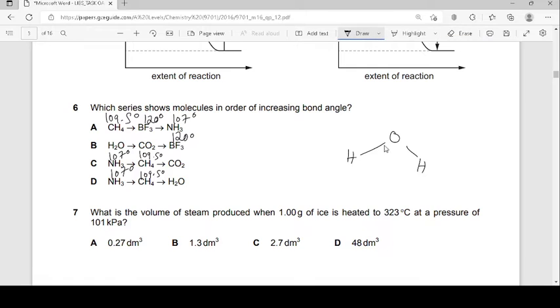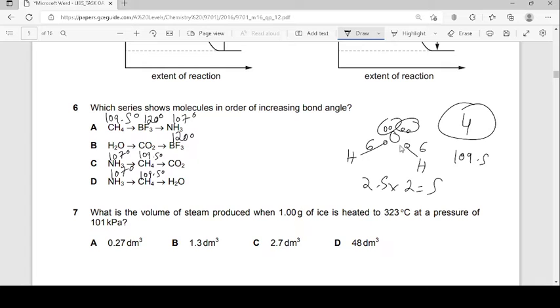So the oxygen has 6 electrons in its valence shell. There are 2 lone pairs and 2 bonding electrons. So you have 2 sigma bonds and 2 lone pairs, which means the steric number is still 4. But your bond angle is reduced by 2.5 times 2, which is 5, because you have 2 lone pairs. So 109.5 minus 5 becomes 104.5. So your bond angle here is approximately 104.5 degrees.